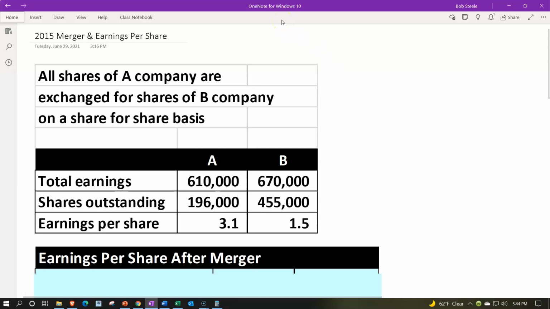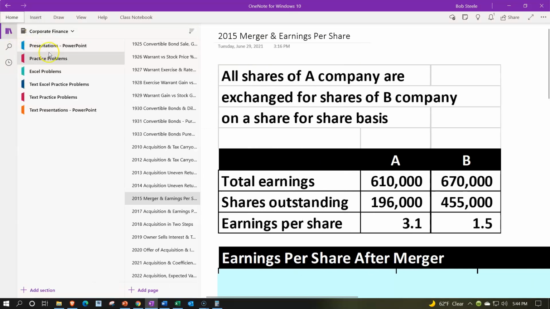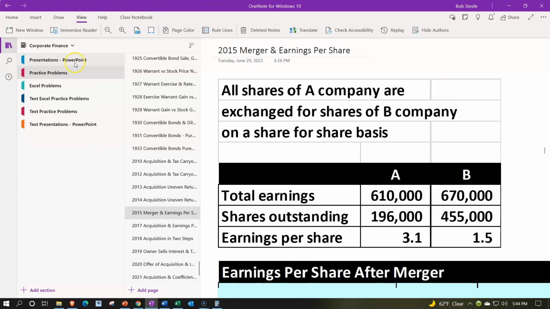If you have access to OneNote and would like to follow along, you're not required to, but if you would like to, we're in the icon on the left-hand side, the Practice Problems tab, down in the 2015 Merger and Earnings per Share tab. Also note, when using OneNote, look at the Immersive Reader tool. Our presentations will be down in the text area as well. Same name, same number, but with transcripts that can be translated into multiple different languages and either listened to or read in them.